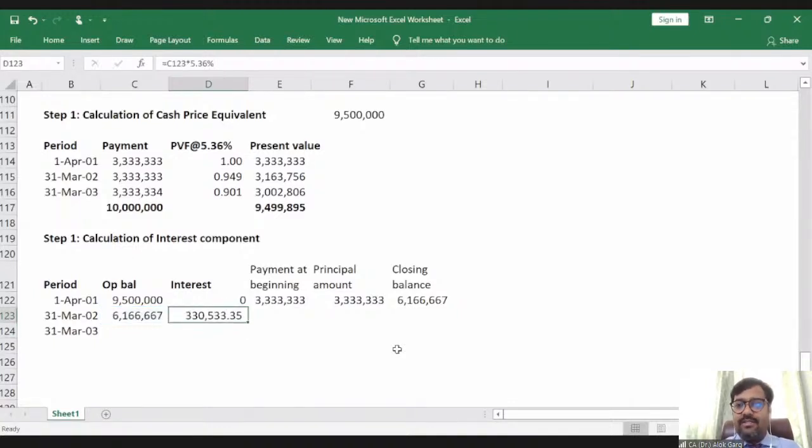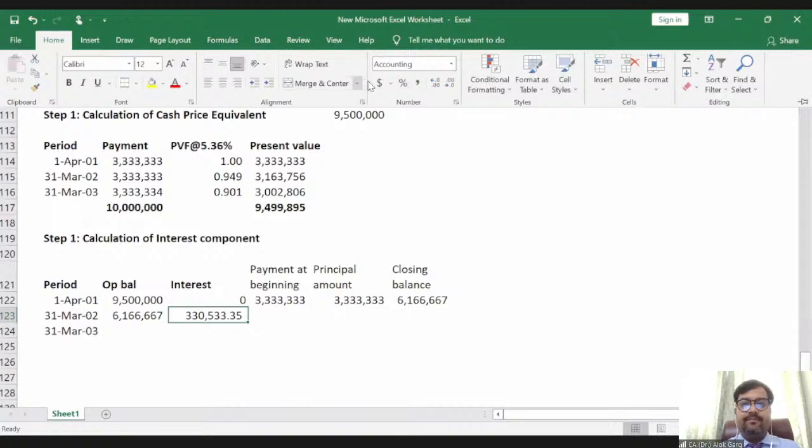Have you understood this? So the cash price is 95 lakh. On day one, I'm paying 33,33,333. So on day one, how many installments are outstanding? 2 installments are outstanding. How much money is outstanding? 61,66,667 is outstanding. So I have to pay interest for the 2 years on this amount. I have to pay interest for the next 2 installments for the next 2 years, right?